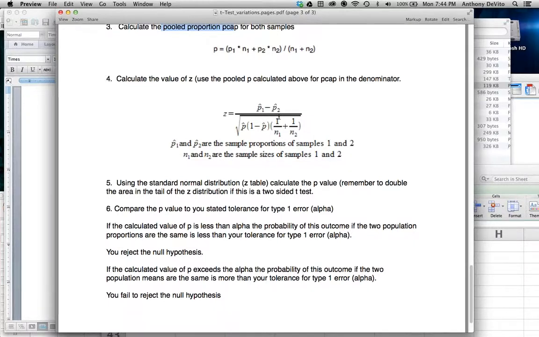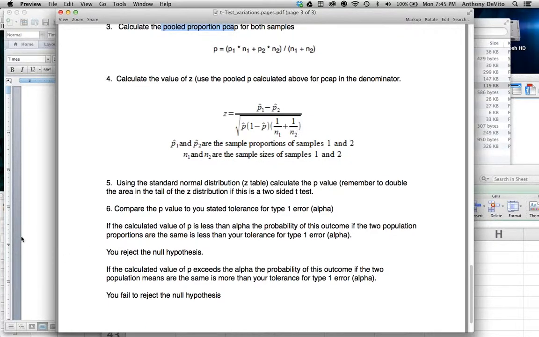So let me see if I know everything here. P1 cap, I know that. That's my 46%. P2 cap is my 30, whatever it was, percent, right? P cap pooled is my 39%, right? 1 minus P cap pooled is going to be 61%. Times 1 over N1, which is 200, plus 1 over N2, which is 200. I have everything I need to know here.